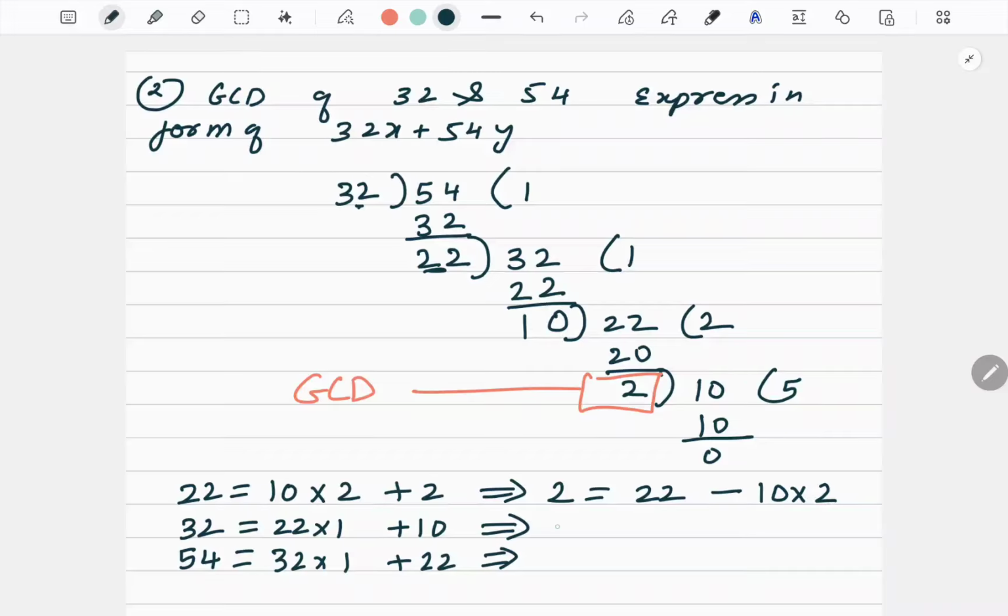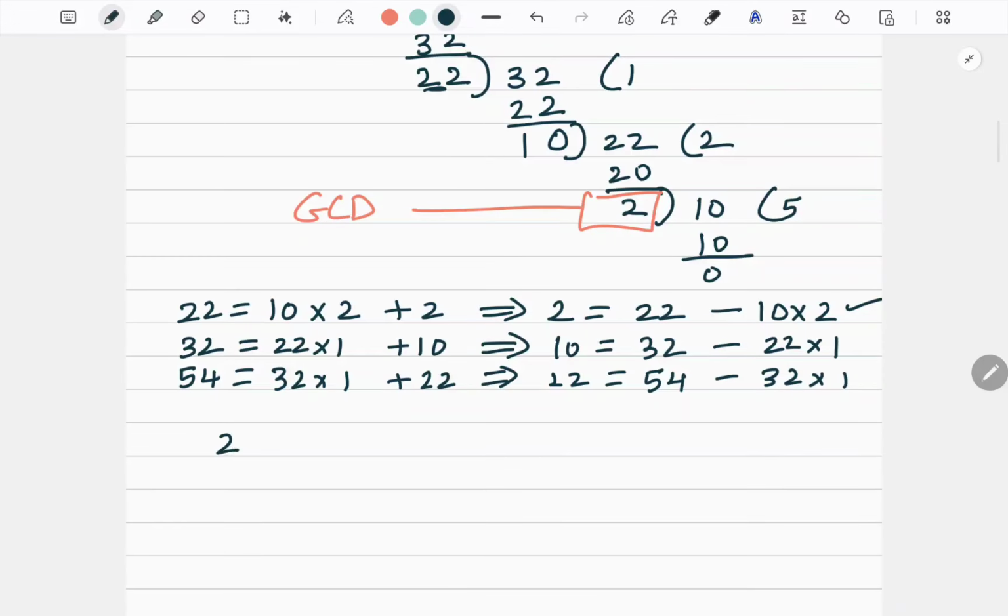Again I will say don't multiply. 10 is equal to 32 minus 22 into 1. And 22 is equal to 54 minus 32 into 1. And now start with this equation. So I'll start with GCD. We are always starting with it, okay?